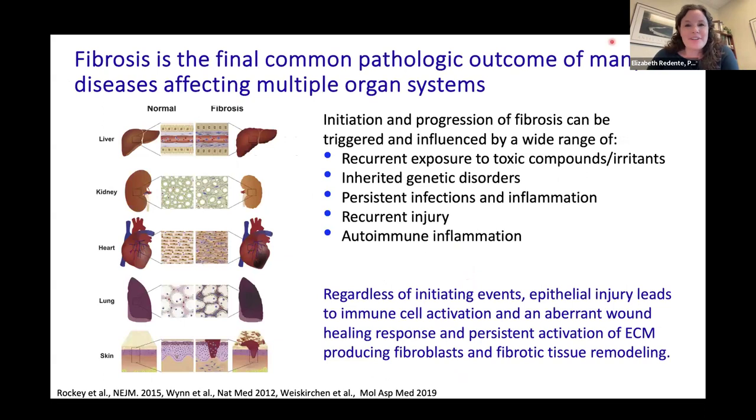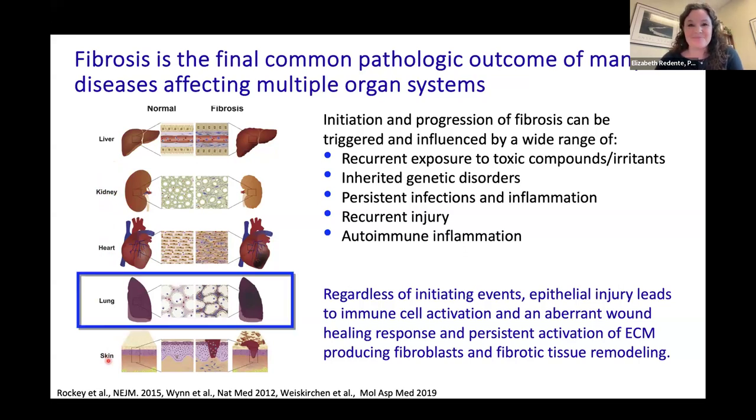So fibrosis is really a common pathological outcome from many diseases that can affect multiple organ systems. In the simplest terms, it's defined as the accumulation of excess extracellular matrix. This is depicted by the cartoon here on the left side of our screen, where we can see that multiple organs are capable of developing fibrosis through various mechanisms, including cirrhosis in the liver, fibrotic kidney disease, fibrosis in the heart, as well as in the skin. Scleroderma is an example of that. But today, of course, we're going to be focusing in on the lung.